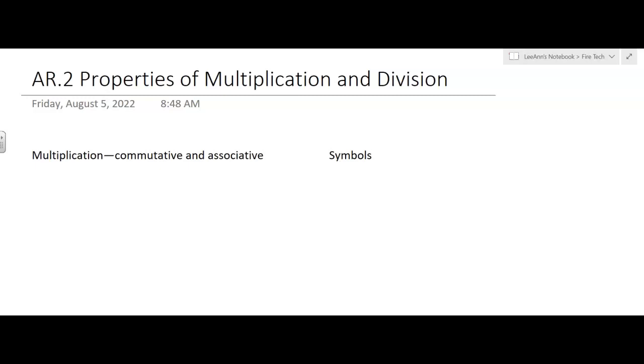So we're going to continue with the next two operations and talk about properties of multiplication and division. Multiplication is both commutative and associative. So it doesn't matter what order they're in or how you group them to do the multiplication. You get to do it how you want.